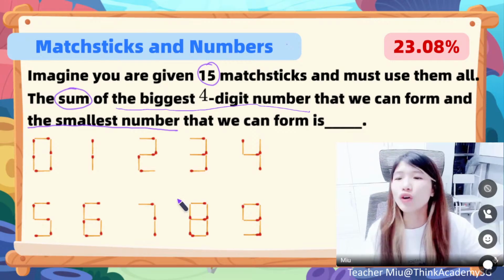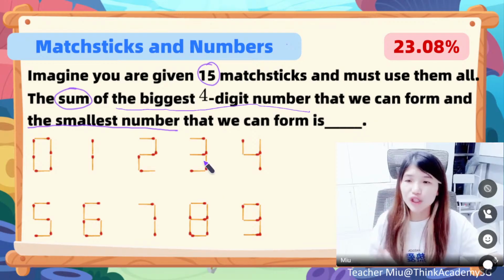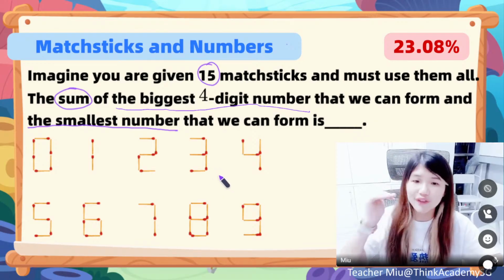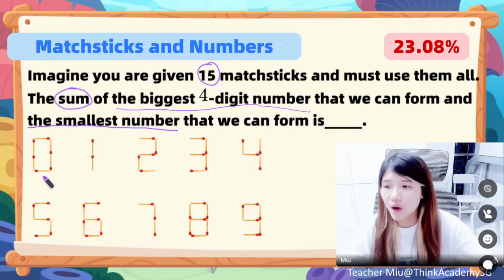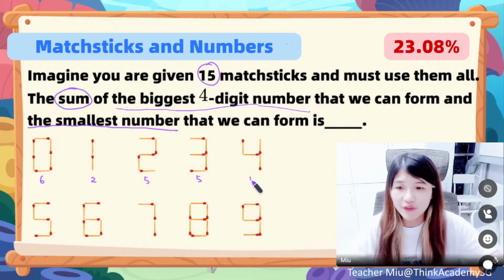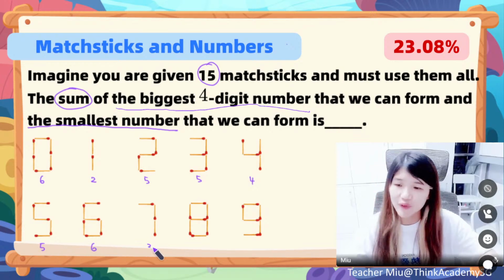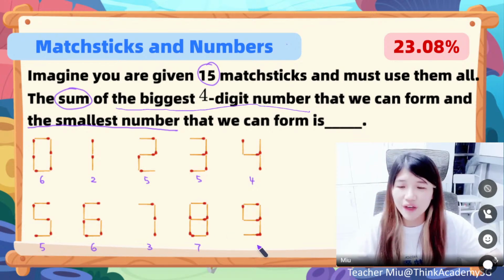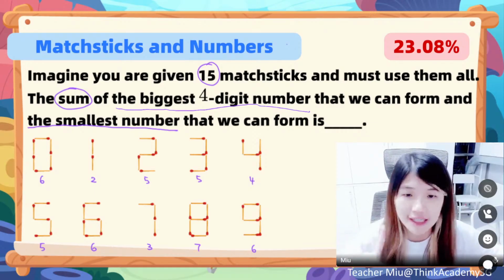If so, Mu mentioned that every time we do such a question, we should always find out each of the digits, how many matchsticks we need, right? Which means for 0, we need 6. For 1, we need 2. For 2, we need 5. For 3, we also need 5. For 4, we need 4. For 5, we need 5. For 6, we need 6. For 7, we need 3. For 8, we need 7. And for 9, we need 6. This is always the first step related to the matchstick problem.